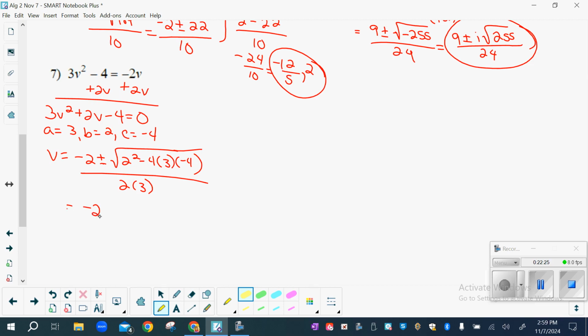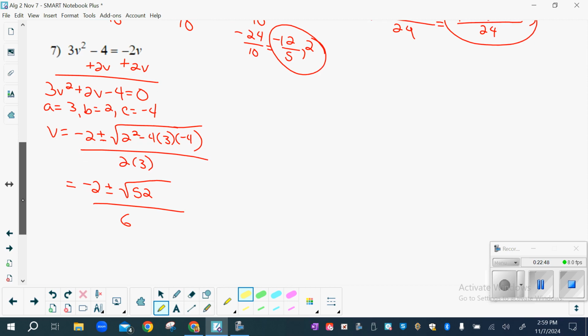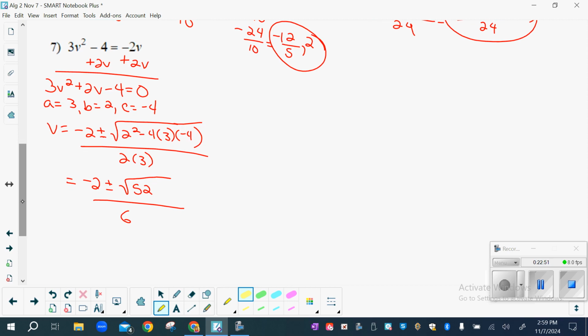So what we get is negative 2 plus or minus the square root of, I believe, 52 over 6. Can we simplify the square root of 52? Wow, you got it. I just went really fast on that because I want to talk about the answer. Yes, because 52 is the same as 2 times 26, 2 times 13. So this is going to be negative 2 plus or minus 2 square root 13 over 6.